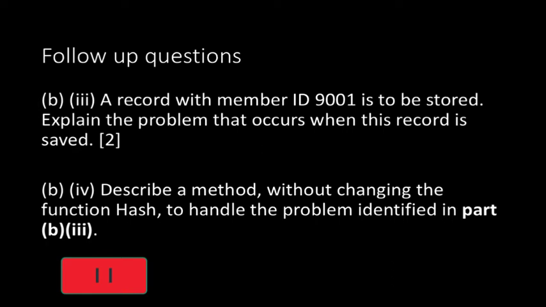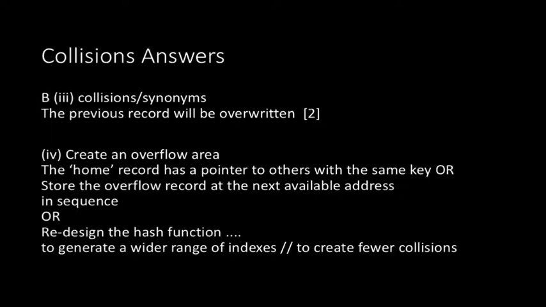So have a go at those. I'll reveal the answers in a second. So yeah, that was it. Collisions, they allowed synonyms, which isn't in your textbook, and the previous record could be overwritten or it could just crash the program. And 4, you could create an overflow area, or you could store the overflow record at the next available address in the sequence, or you would have to redesign the hashing function to generate a wider range of indexes or create fewer collisions.